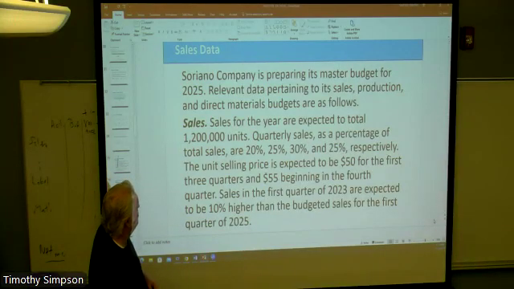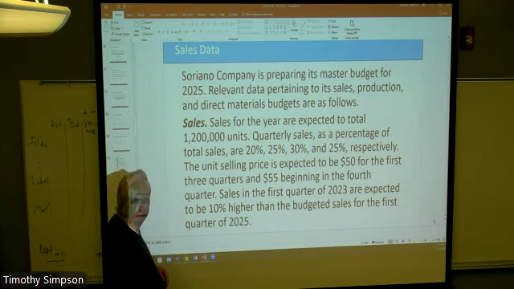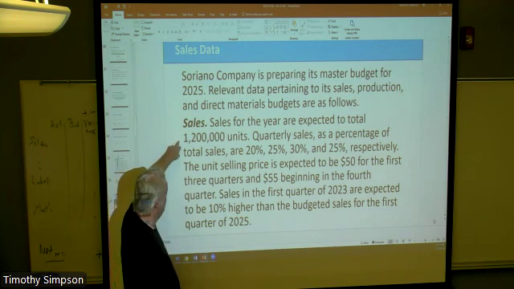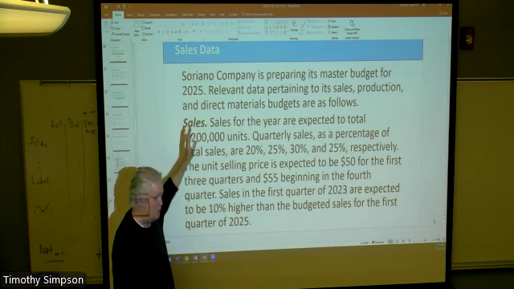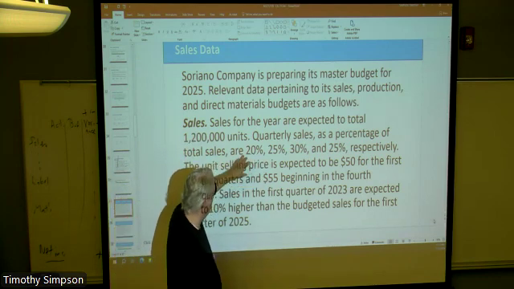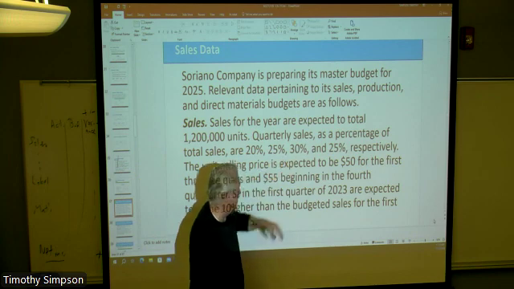So Soriano Company is preparing its budget for 2025. Relevant data pertaining to sales, production, direct materials are as follows. Sales for the year expected to be 1.2 million units, not dollars, units. Quarterly sales are, and I like this example because 20, 25, 30, 25%.